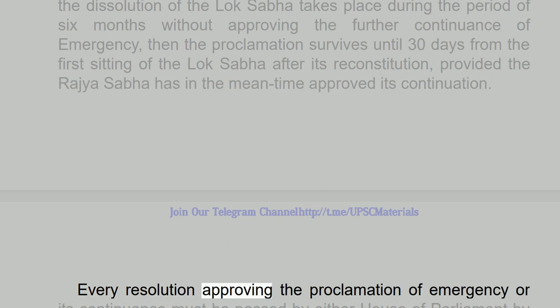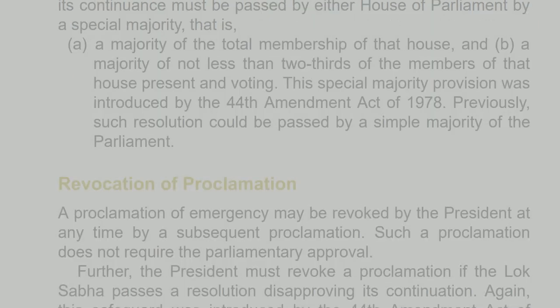Every resolution approving the proclamation of emergency or its continuance must be passed by either House of Parliament by a special majority, that is, a. a majority of the total membership of that House, and b. a majority of not less than 2/3 of the members of that House present and voting. This special majority provision was introduced by the 44th Amendment Act of 1978. Previously, such resolution could be passed by a simple majority of the Parliament.